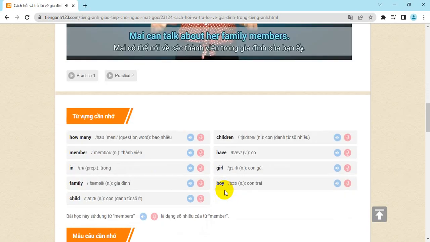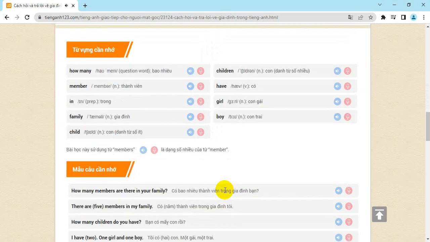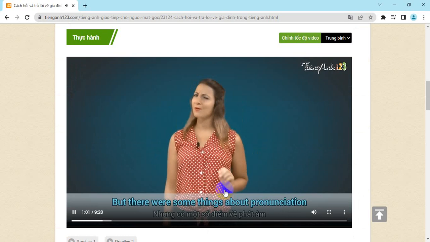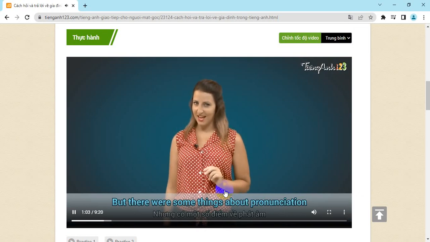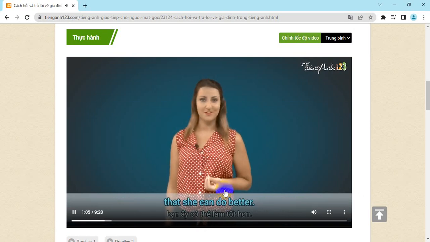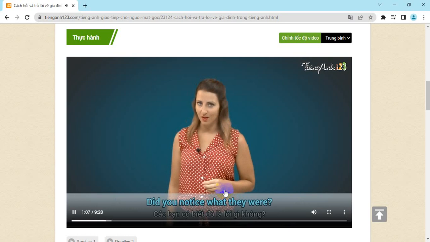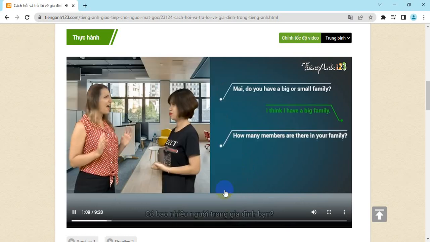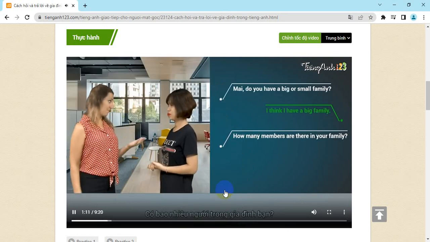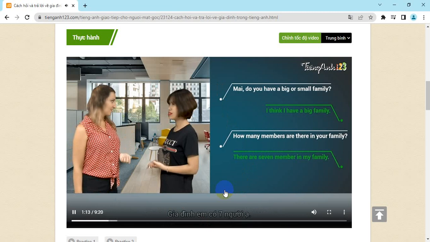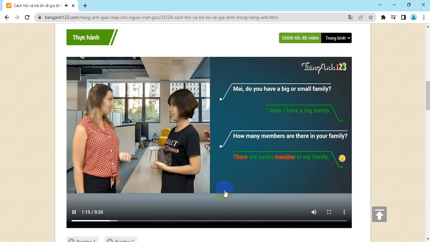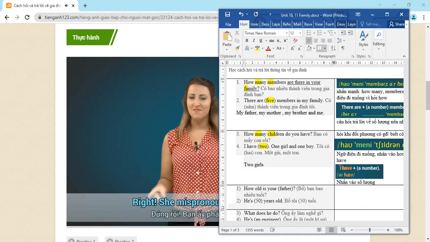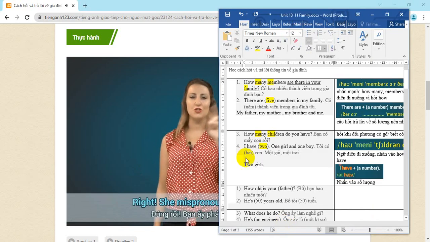Mai can talk about her family members. But there were some things about pronunciation that she can do better. Did you notice what they were? How many members are there in your family? There are 7 members in my family. Right. She mispronounced two words.